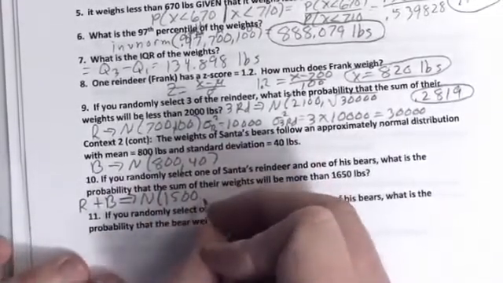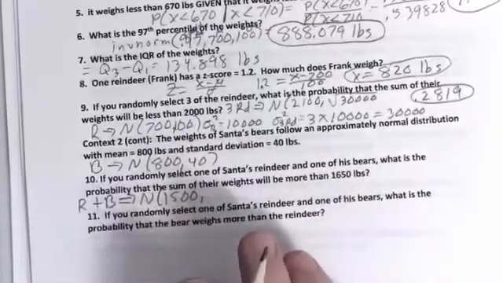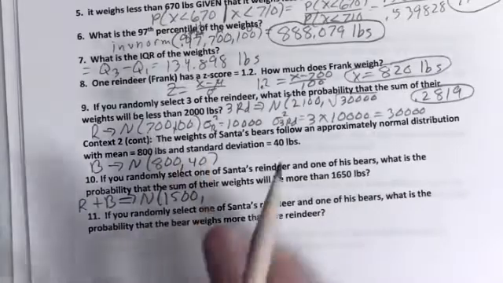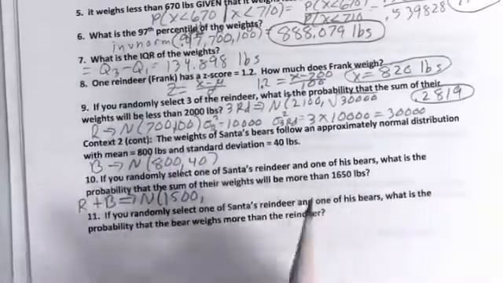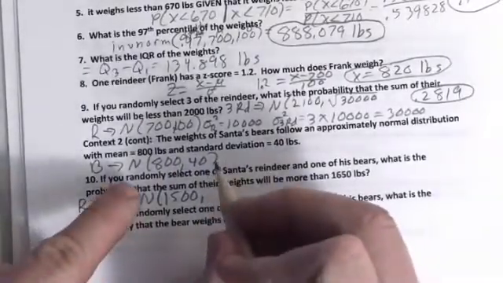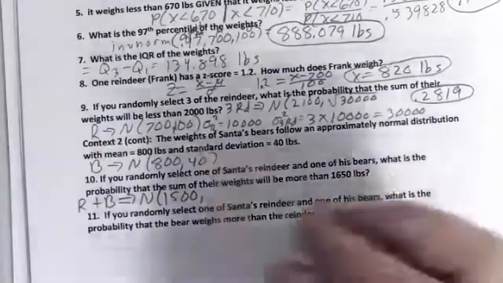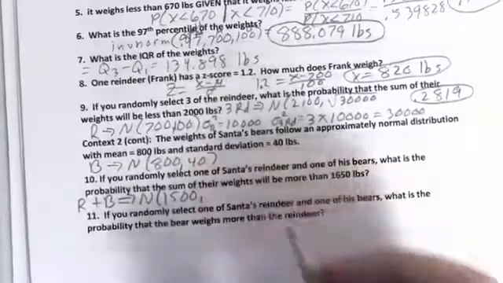Now, we have to assume, we really need to be told, and I should have put that in the problem, that the weights of the bears and the reindeer are independent. And if that happens, then we can add the variances. You cannot add the standard deviations. It's like the Pythagorean theorem. You've got to square these values, add them, and take the square root.